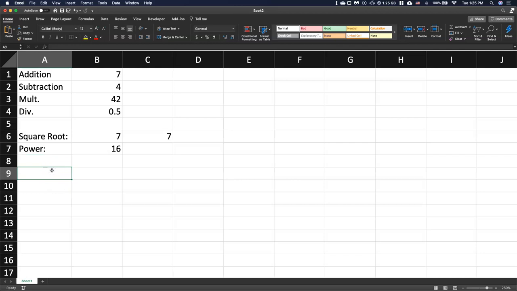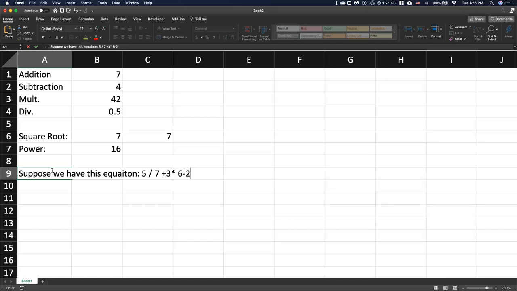We do need to make sure that we are taking care of order of operations. Let's suppose we have this equation. Let me type out a simple equation where it's going to be 5 divided by 7, and then plus 3 times 6 minus 2.